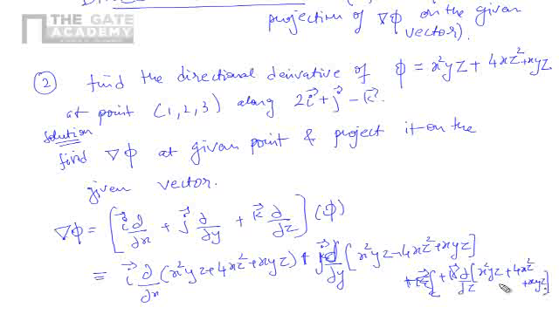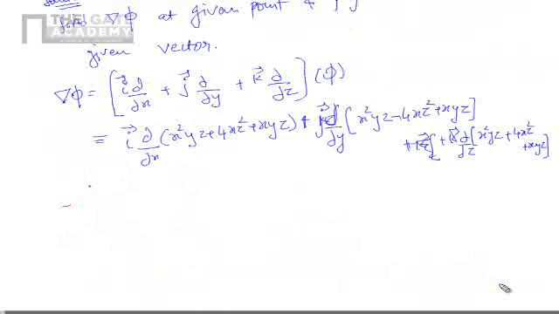So on differentiation we are going to do partial differentiation. So what will we get? I vector times dou by dou x of this. So what will be dou by dou x? X square, y and z are constant when I am going to do partial differentiation with respect to x. So this part will give me 2xyz plus 4z square plus yz.